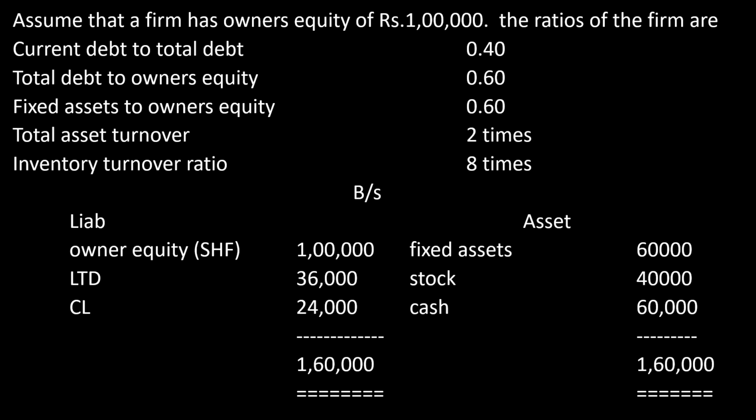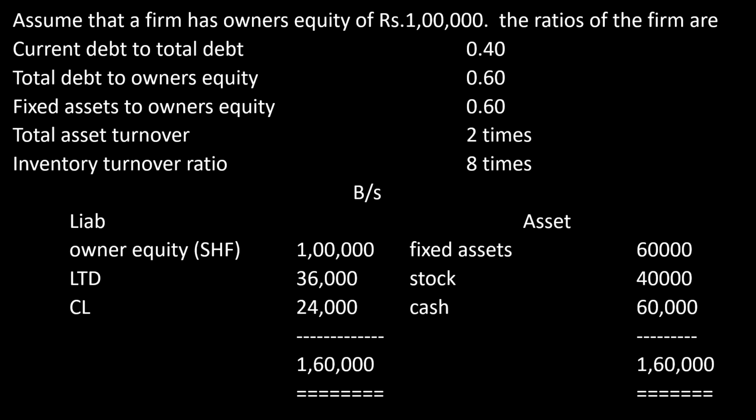In that case, what will be the formula here? Total debt divided by owner's equity is equal to 0.6. Then fixed asset to owner's equity. "To" means divided by. So how will you frame the formula now? Fixed asset divided by owner's equity is equal to 0.6. Then total asset turnover is equal to 2 times. Then inventory turnover ratio is equal to 8 times.